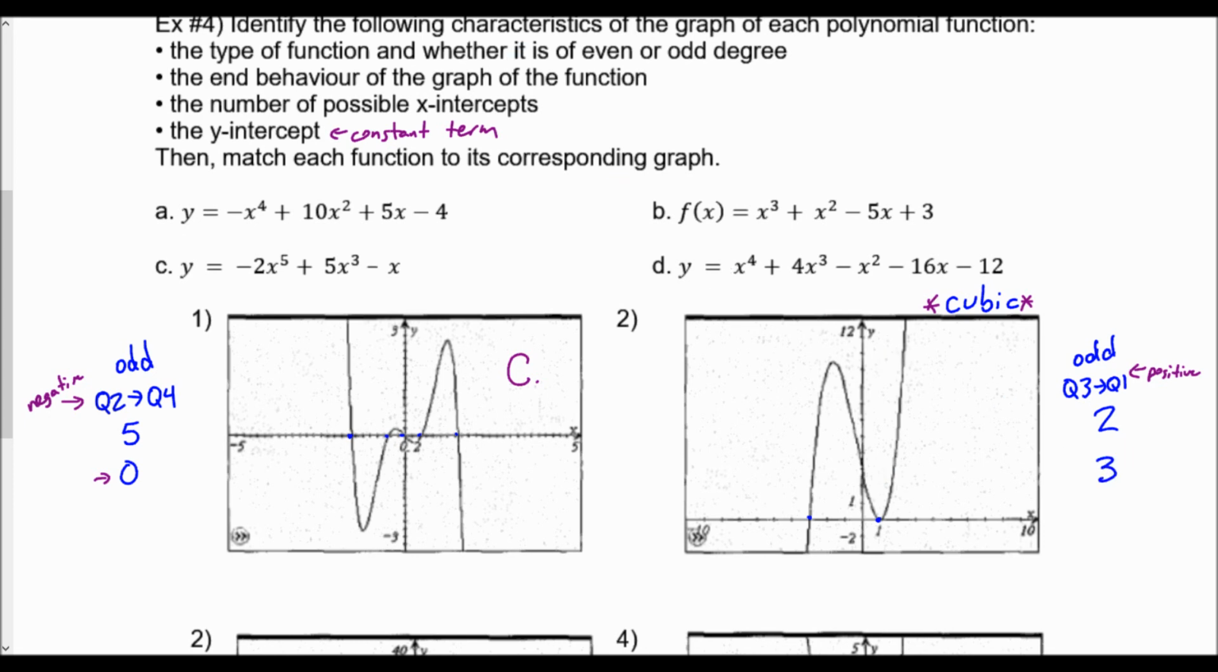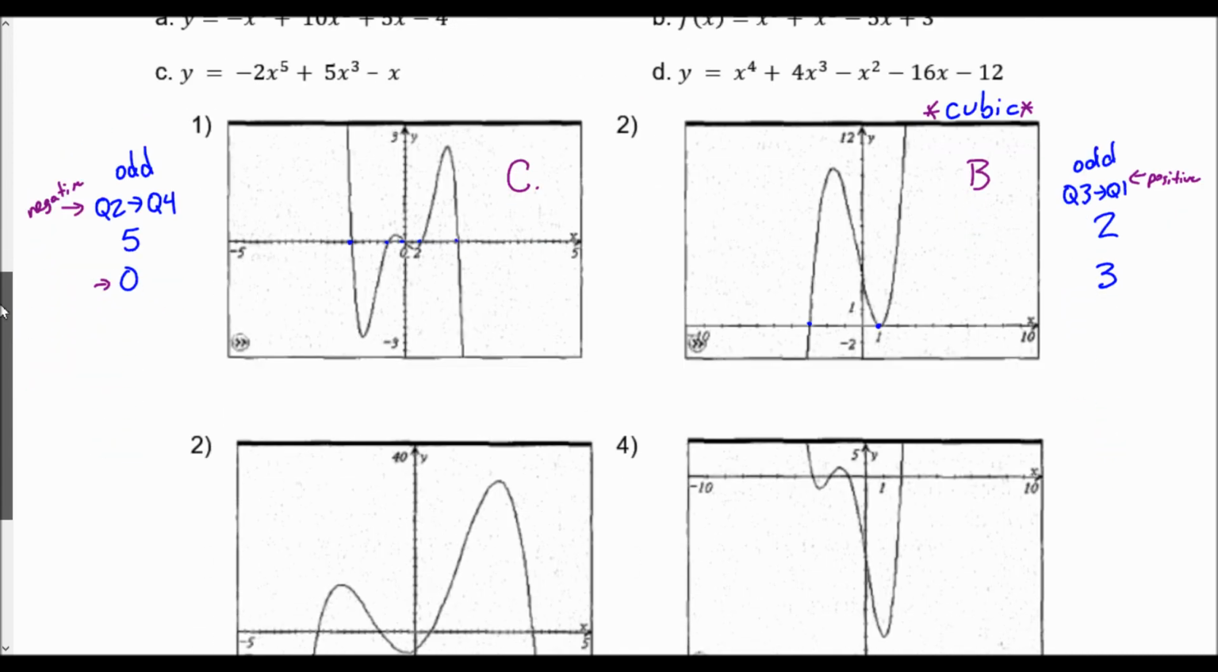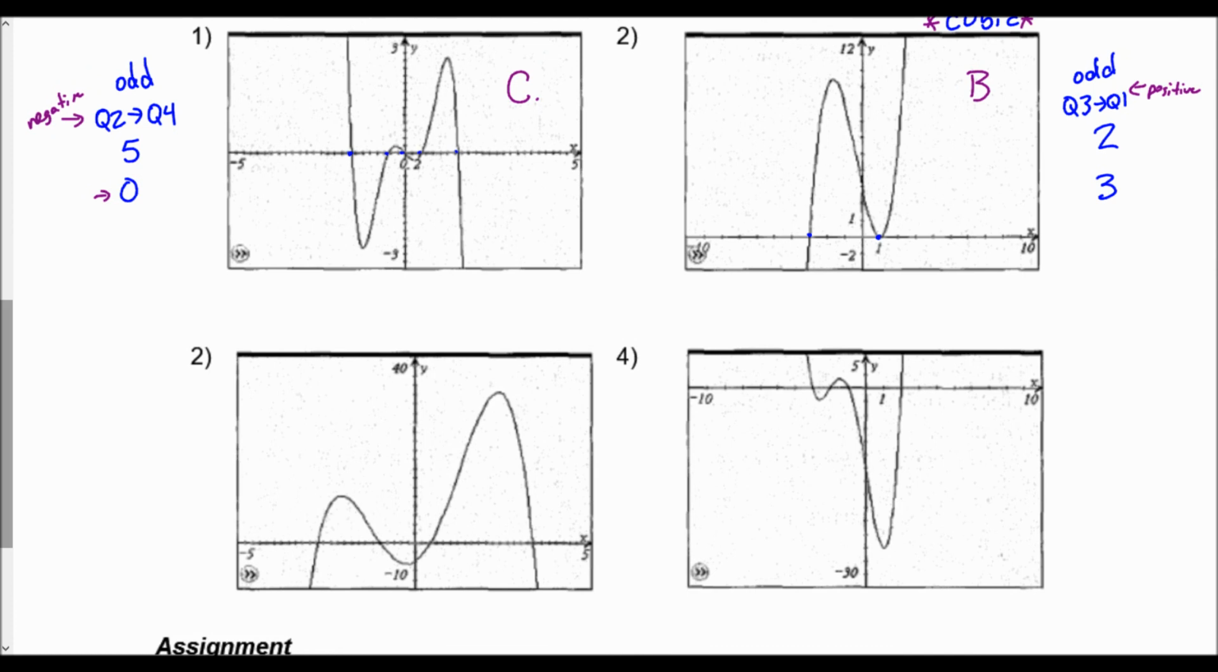The only one that matches that is equation B, with that degree of 3 and a y-intercept of 3. Alrighty, next one. Is this even or odd? Well, it's starting below the x-axis and it's ending below the x-axis. Because it's starting and ending both on the same side of the x-axis, it would have to be even.